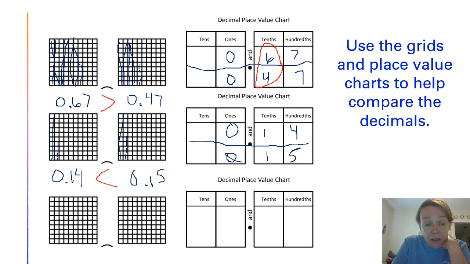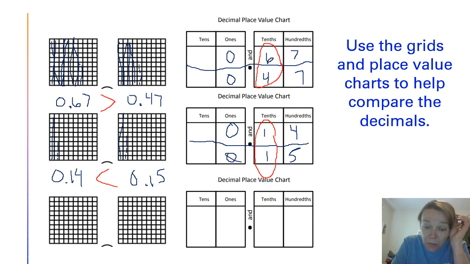Again, though, it's very important that you understand why 15 hundredths is larger. They have the same amount of tenths, but this decimal has 1 more hundredth. 5 hundredths versus 4 hundredths. This decimal has 1 more little square shaded than this one.